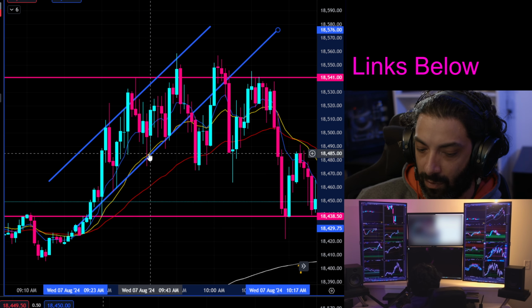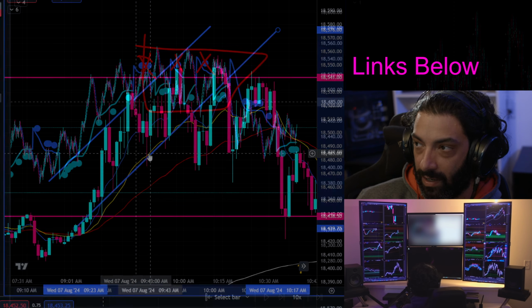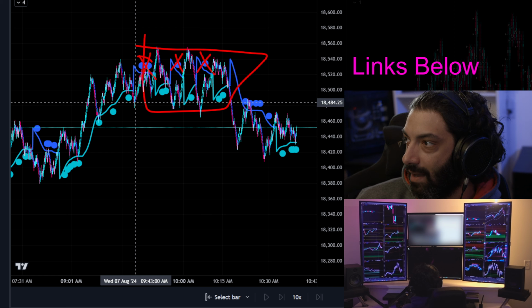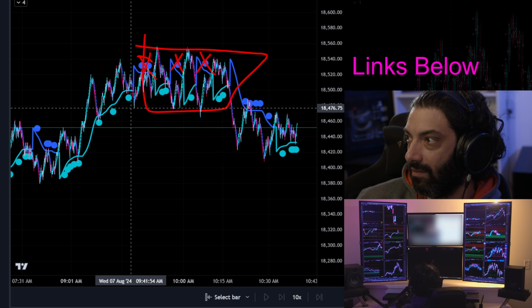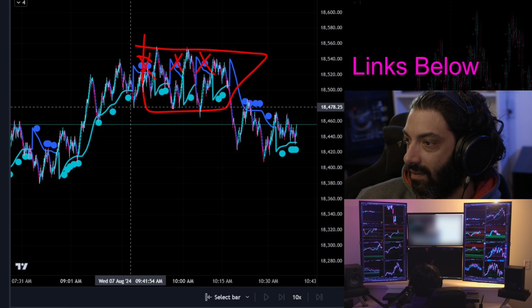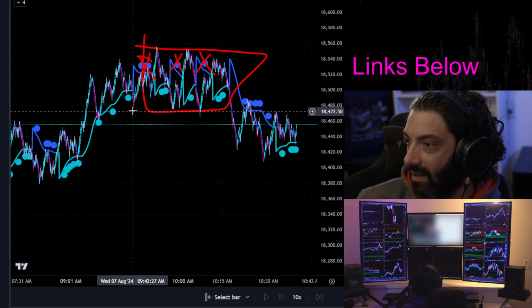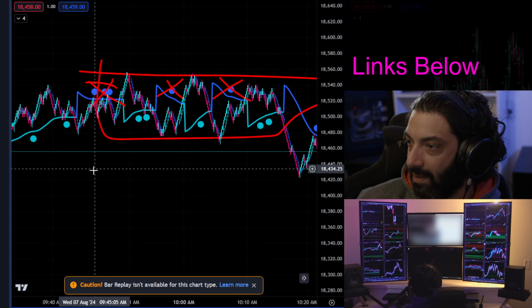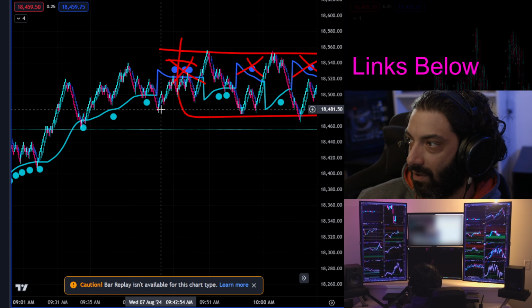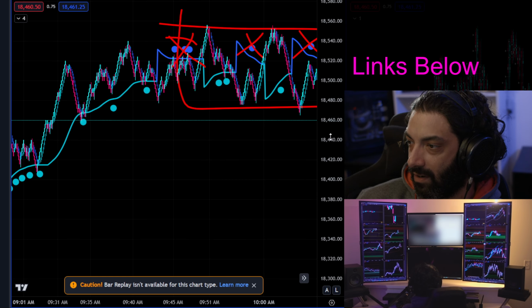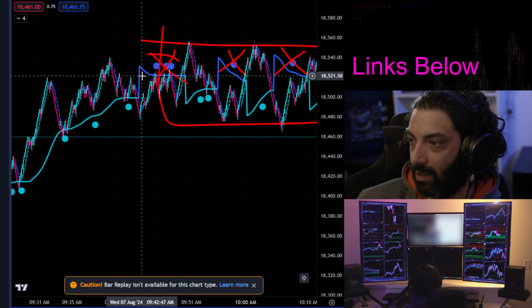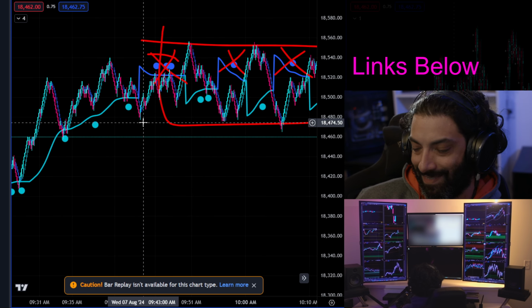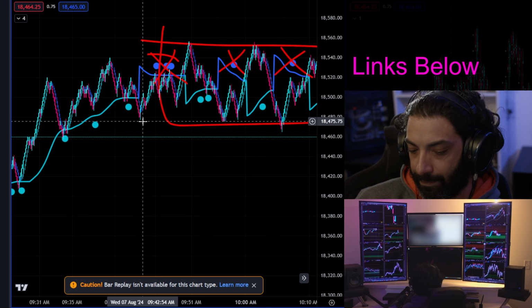And if I switch over to QGrid, right, you'll see that pullback right here pretty much lines up with this level right here, which is the flip on QGrid. So where I'm looking to go long here, QGrid is telling me that now we're bearish. That is a problem, right?